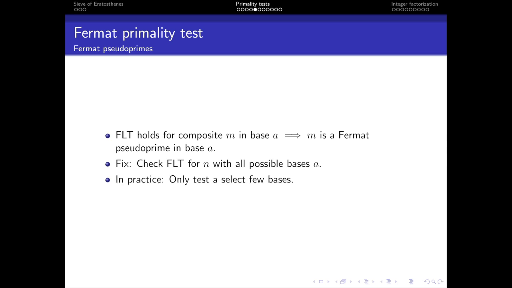So in practice, you would only test some select few bases, and then there's a high chance you're actually determining that M is composite after only a few iterations. However, that's not really a bulletproof fix because we have another type of number.